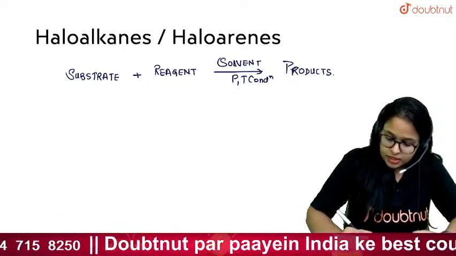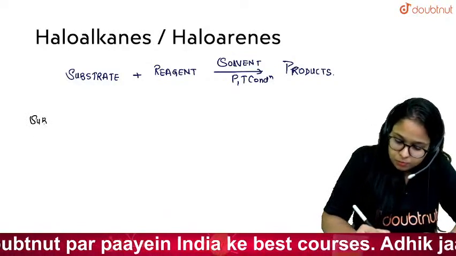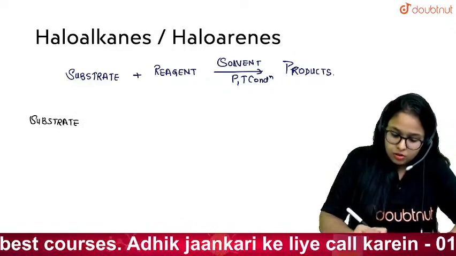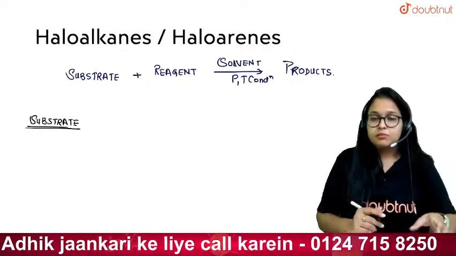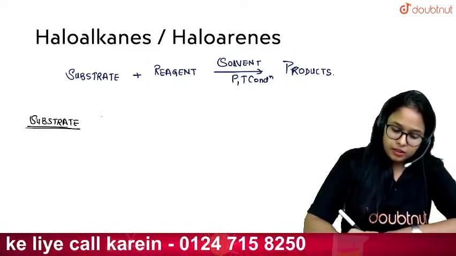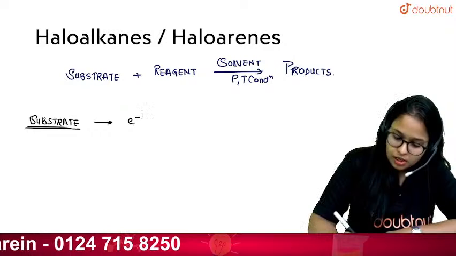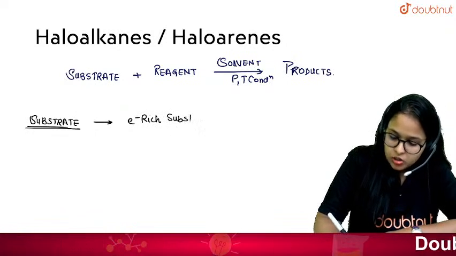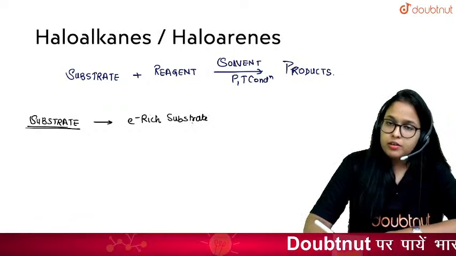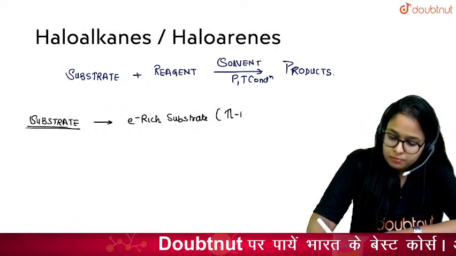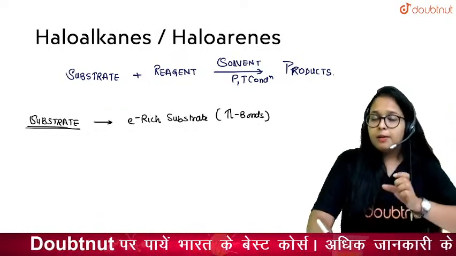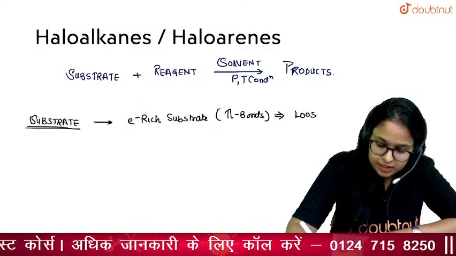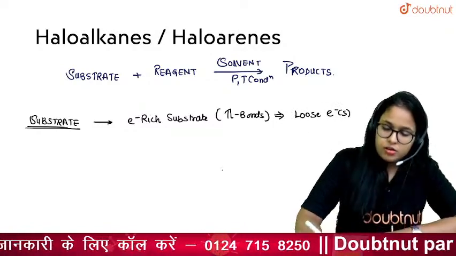As we have already discussed, the substrates can be categorized into two parts. I'm giving you a quick revision or recap of what we did in the last class, because it has been a while. Substrate was divided into two parts. One was electron rich substrate, another was electron deficient substrate. Electron rich substrate includes pi bonds. Pi bonds are weak bonds, they have loosely held electrons, and hence they act as electron rich substrates.